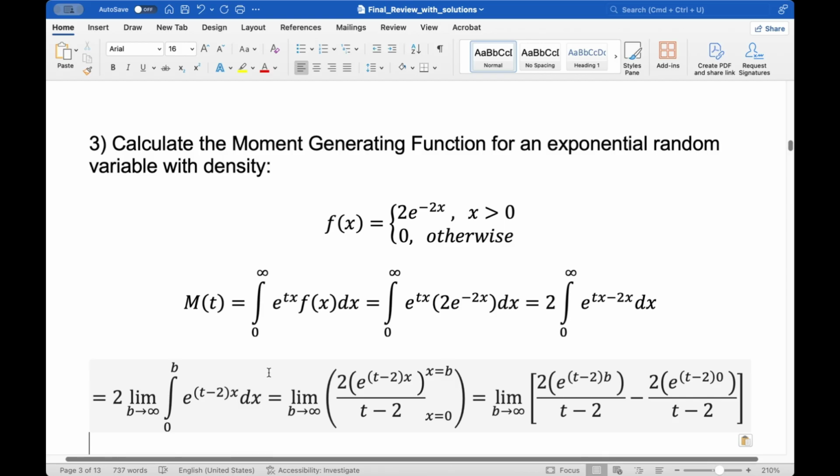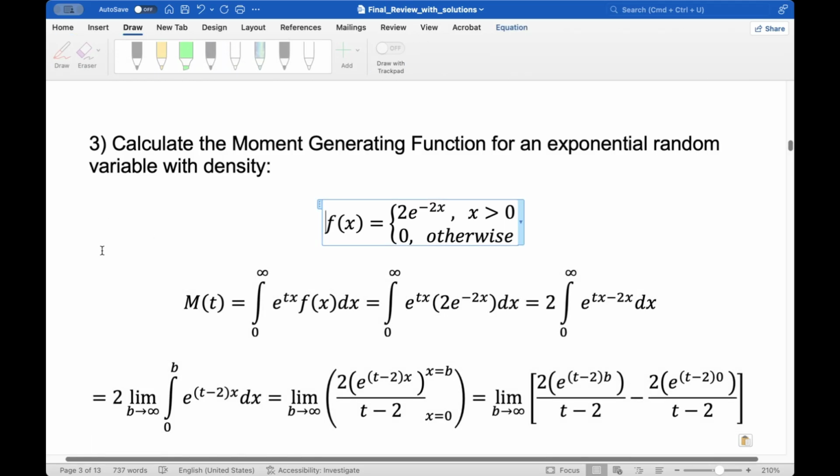And we're taking the limit here. Improper integral, b goes to infinity. So we get upper minus lower here. We plug in the b, plug in the 0. All right, so b goes to infinity here. As long as t is less than 2, this will be a negative infinity in the exponent, and then the whole expression will go to 0.